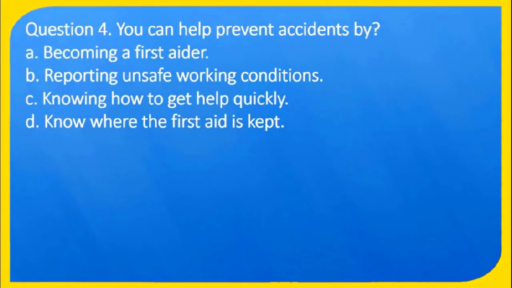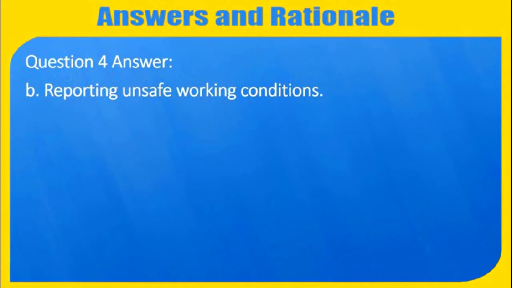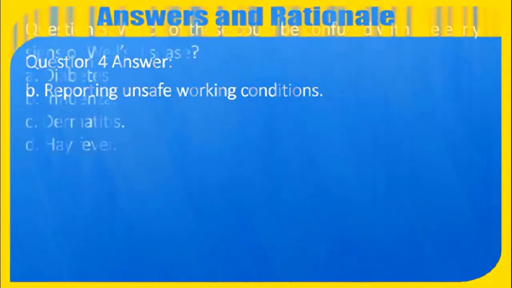Question 4. You can help prevent accidents by A. Becoming a first aider. B. Reporting unsafe working conditions. C. Knowing how to get help quickly. D. Know where the first aid is kept. Question 4 Answer, B. Reporting unsafe working conditions.